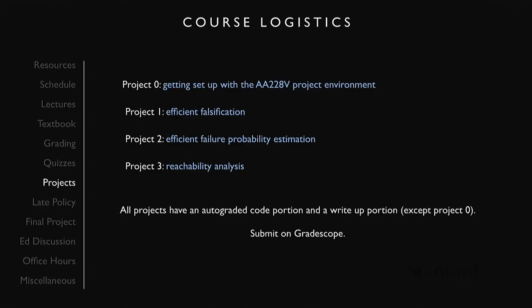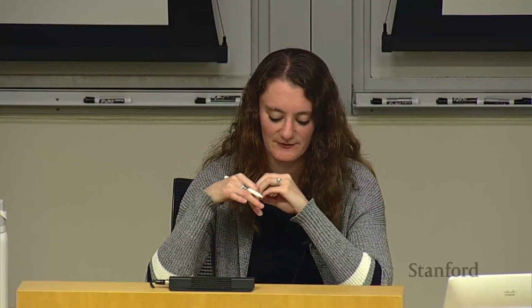Okay, so projects. There's 4 projects, although project 0 is much more lightweight. Project 0, like I said, is actually required, and we'd like you to do it so that you can get set up with the environment that we're going to use for the projects throughout the rest of the course. We don't expect it to take you long, but we do recommend that you start early, especially if you're not familiar with Julia or you haven't used it before, just so that you have the maximum amount of time to get help from us or the course staff if anything goes wrong or you need anything.